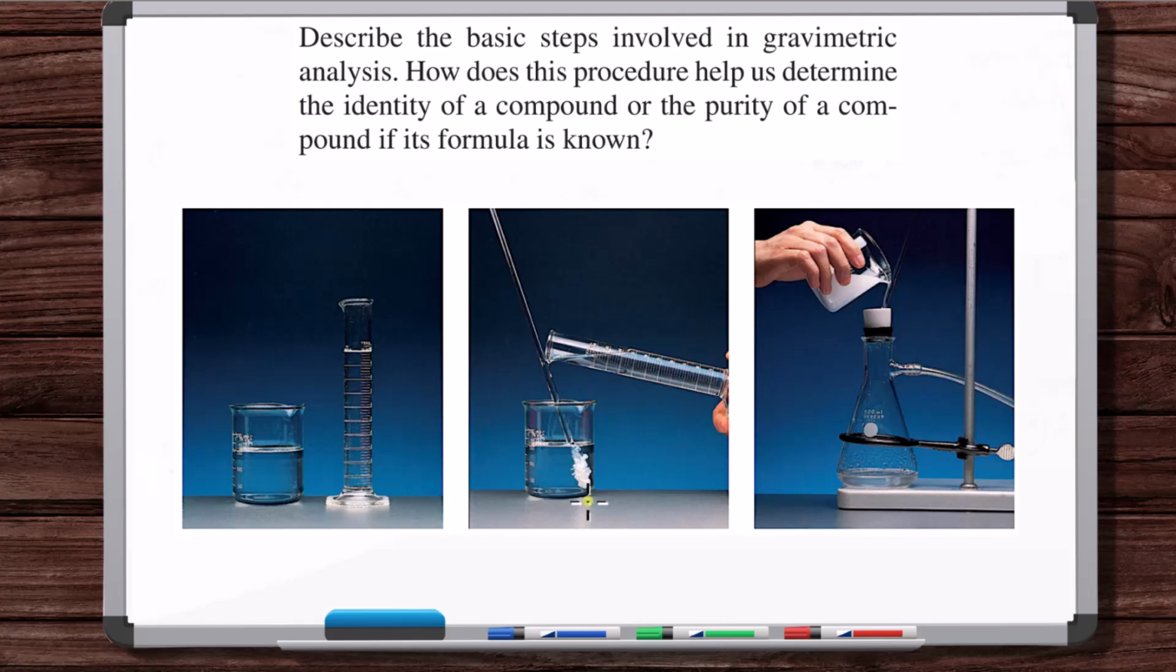Okay, so now, once you've got the solution with all of the precipitate mixed in, the next step is to filter the precipitate from the liquid, the solid from the liquid. That's what they're doing here.